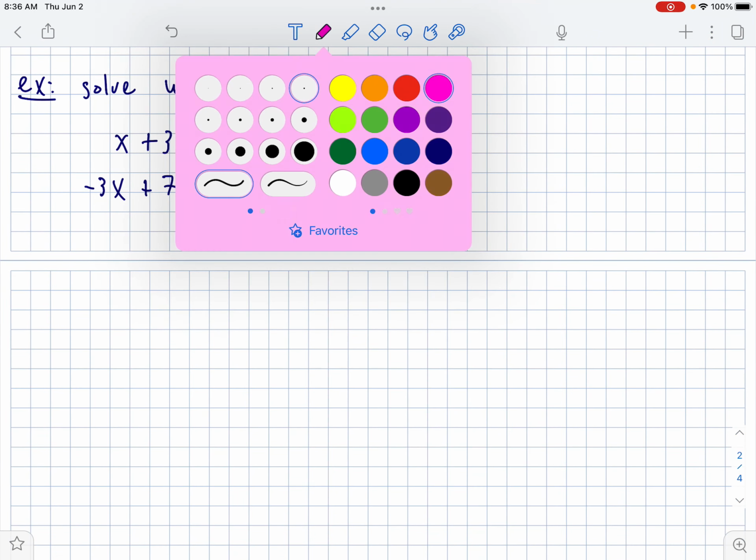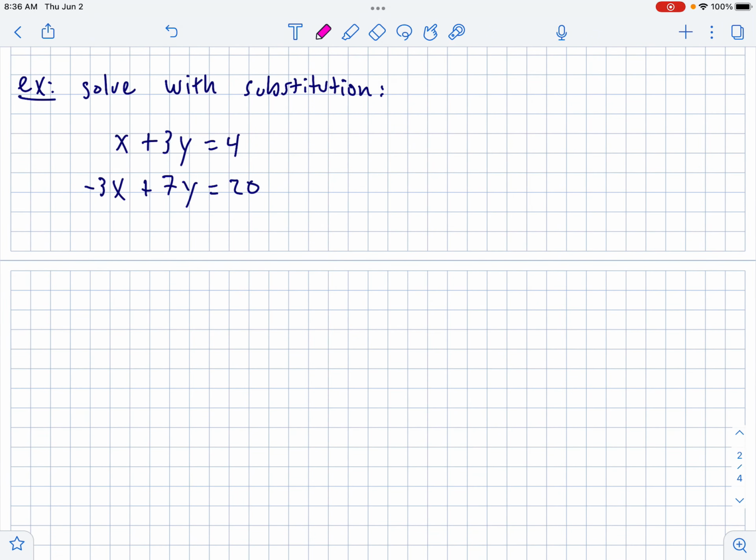Now we're going to go to the substitution method. The way substitution works is that you have to get a variable by itself. So you have to solve for a variable first. There's a few different variables you could solve for here, but I think the most obvious one to me is trying to get this x by itself. So if you subtract 3y from both sides, you get x is equal to 4 minus 3y.